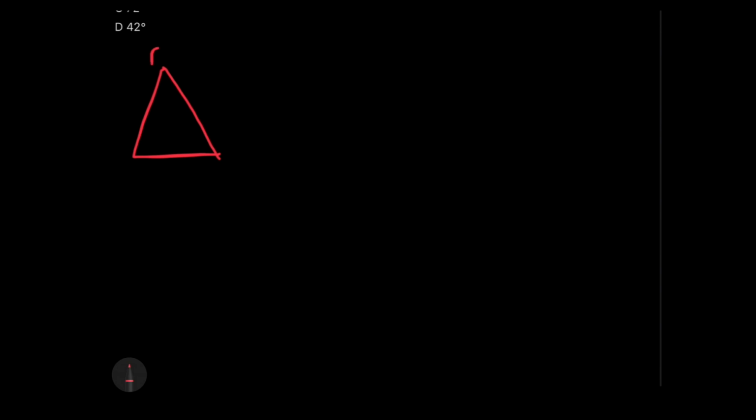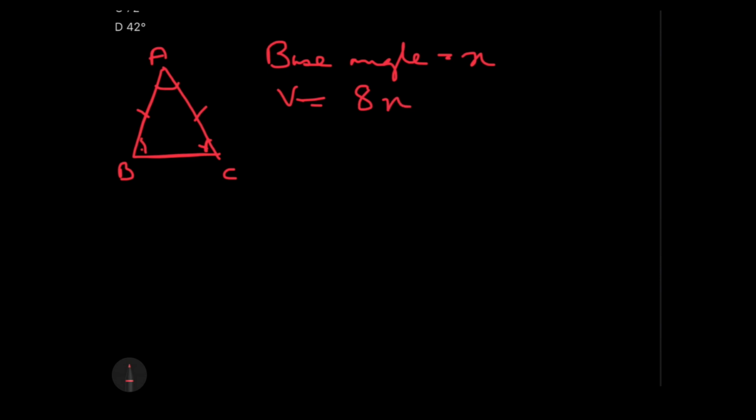The first thing you need to know is, for an isosceles triangle, the sides which are equal have the base angles also equal. So that means these are the two base angles which are equal, and they are saying that the vertex angle has a relation with the base angle. So if I assume that my base angle is equal to x, then my other base angle will also be x, and my vertex angle is given as 8 times x.